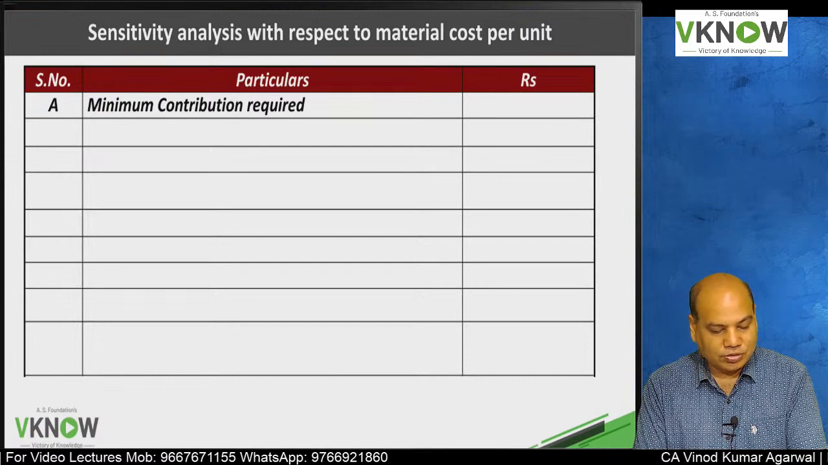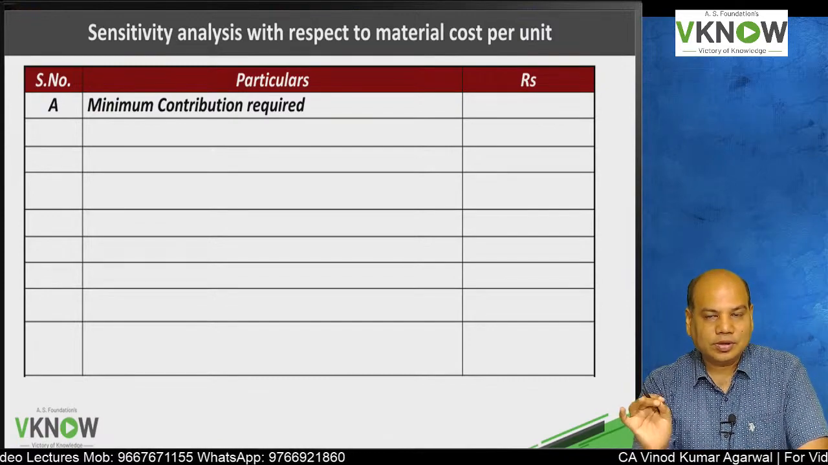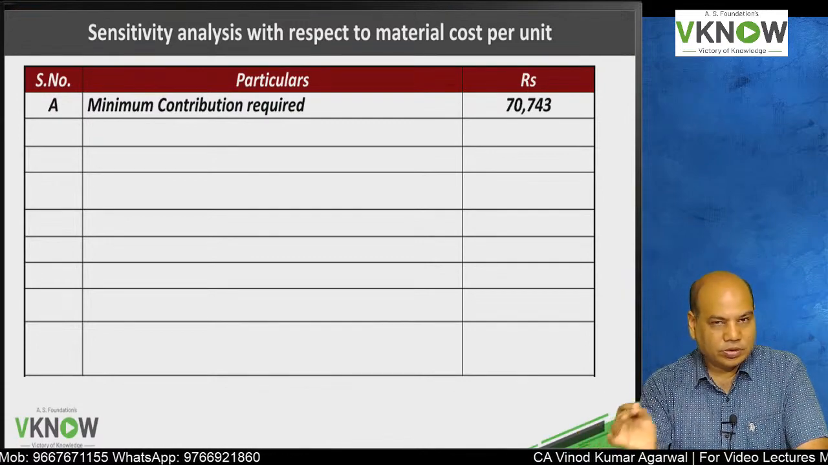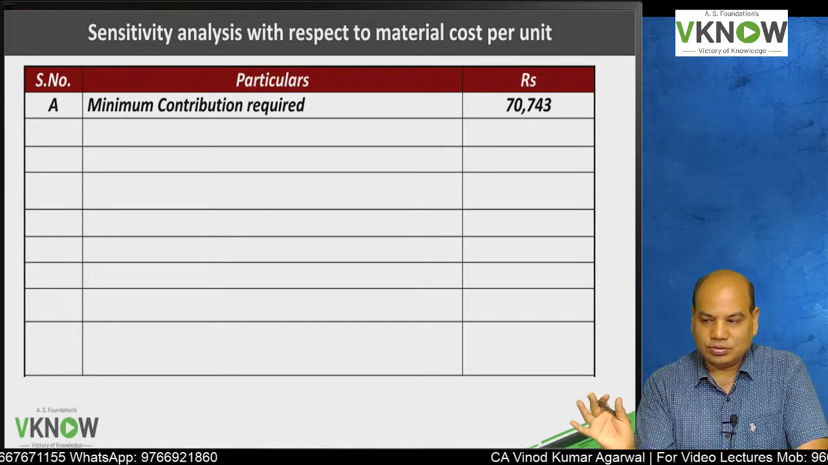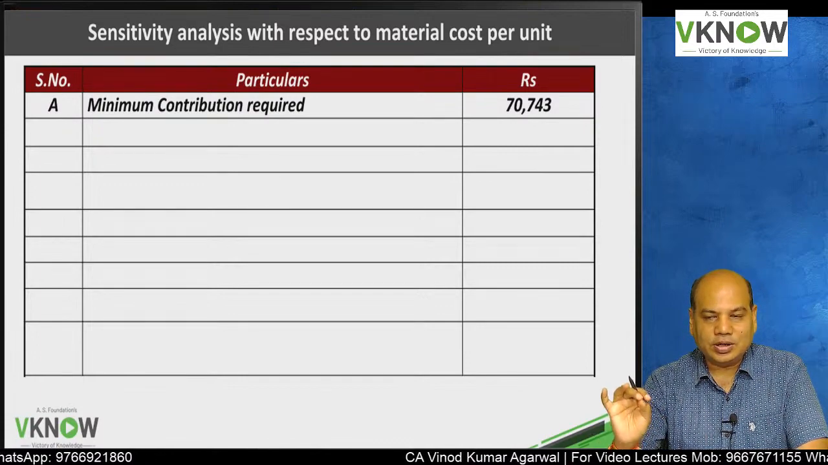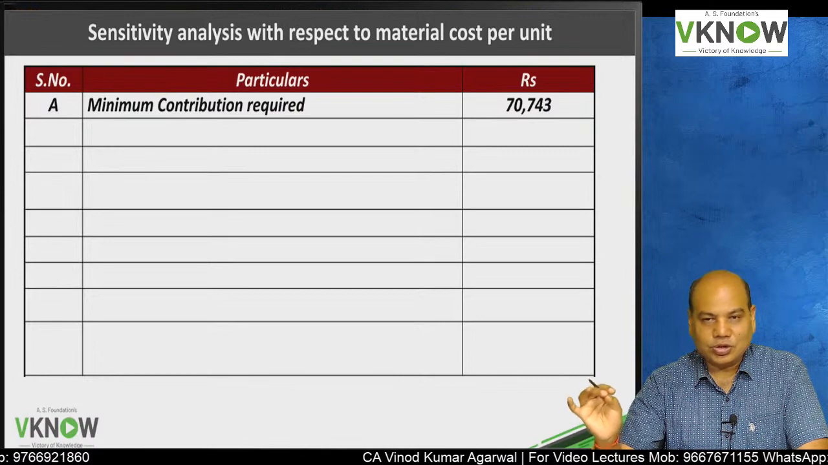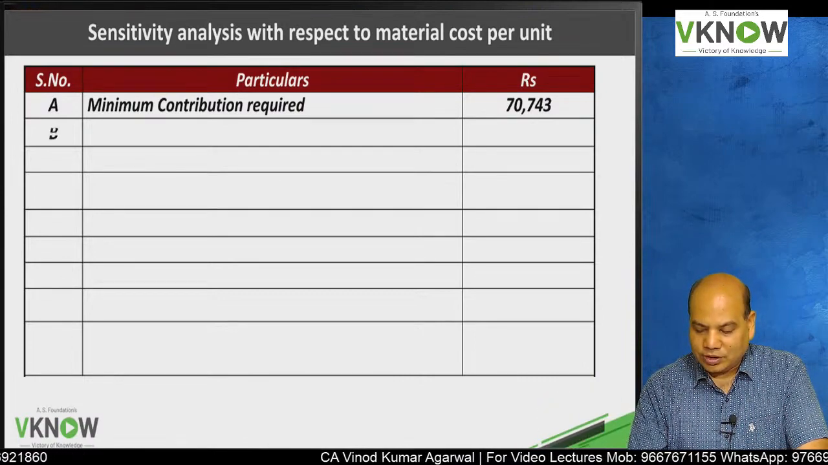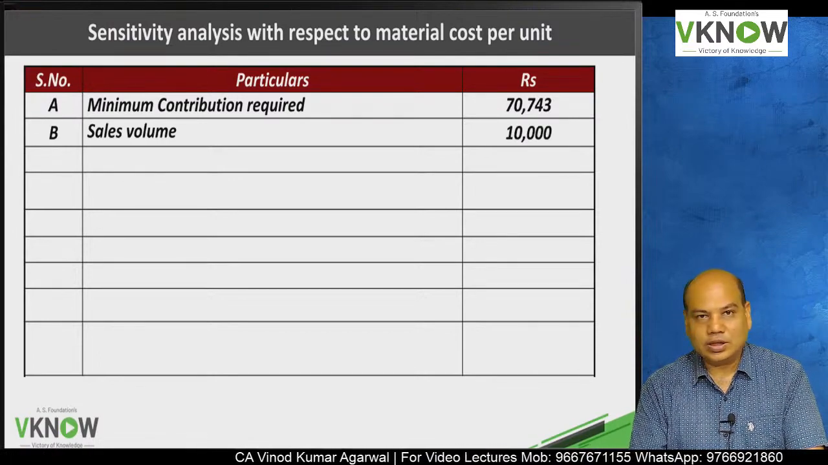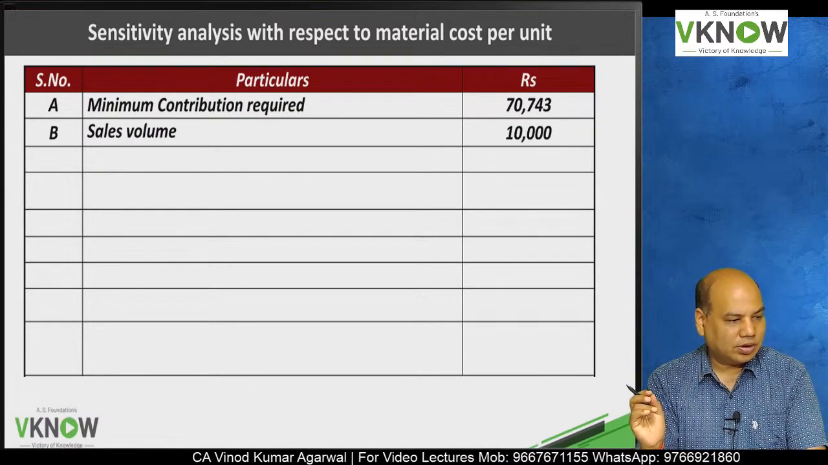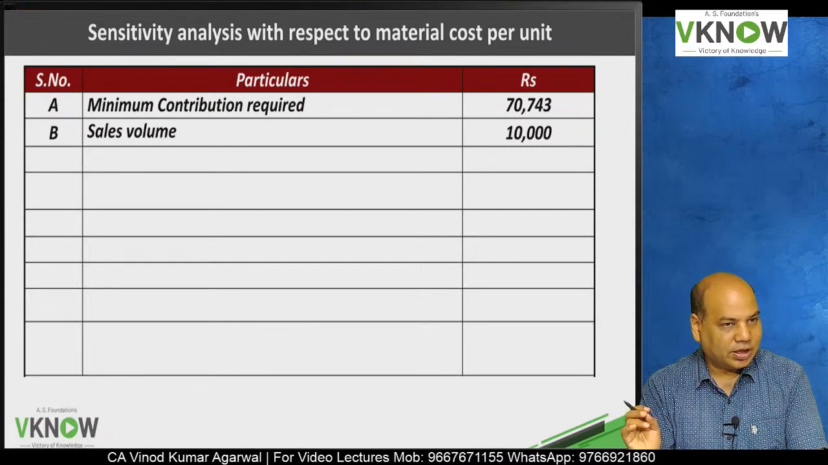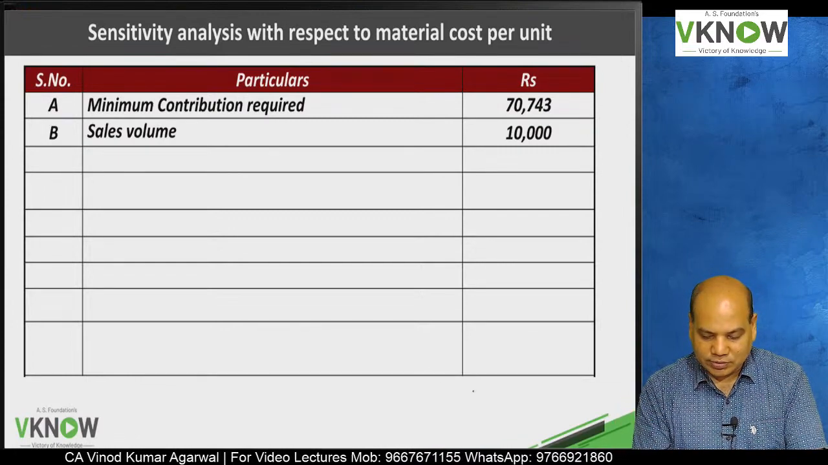In the previous case too, we have already found out that you require a minimum contribution of 70,743 so that your NPV is 0. I don't want to repeat those 5 lines again. Have you understood? You need a minimum contribution of 70,743 at which your NPV will be equal to 0. Sales volume 10,000. Only one variable will be changed at a time. So now the sales volume will be 10,000.